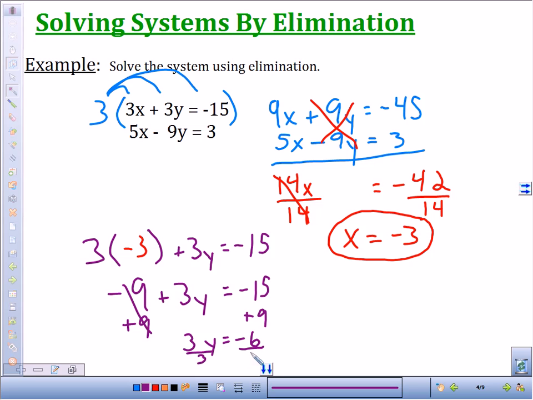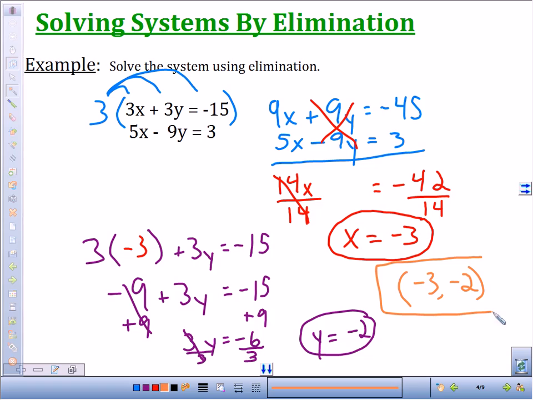Divide by 3. And I get y equals negative 2. Negative 6 divided by 3 is negative 2. Means my solution is the point negative 3, negative 2. And I need to write it as a coordinate point.